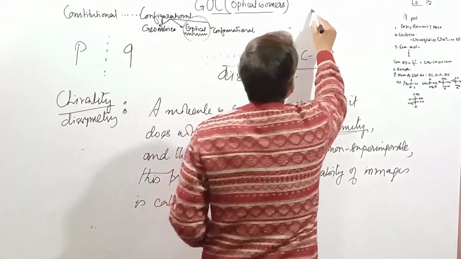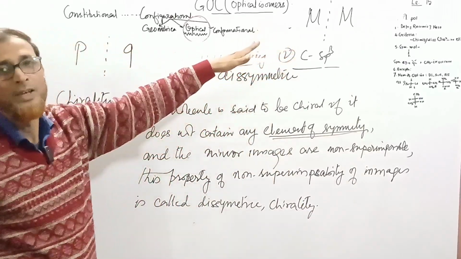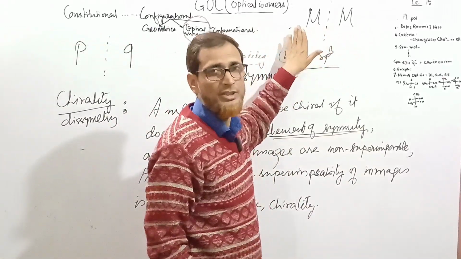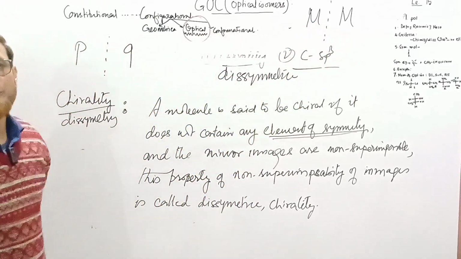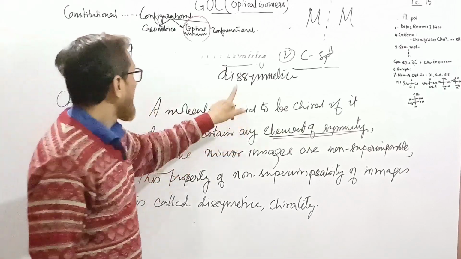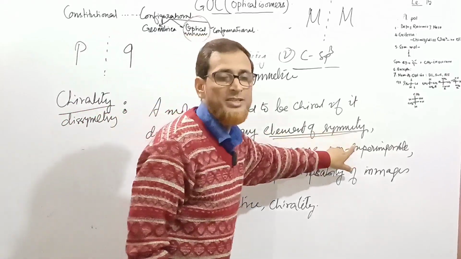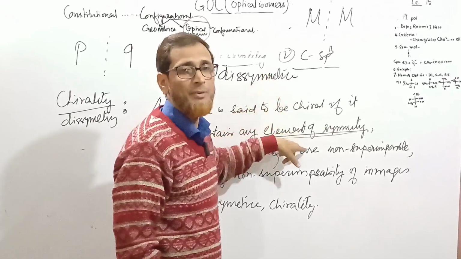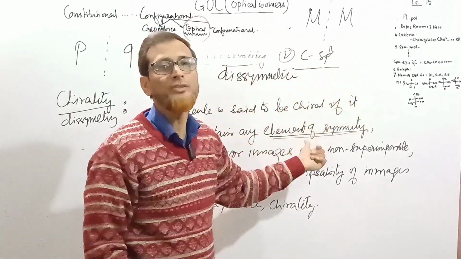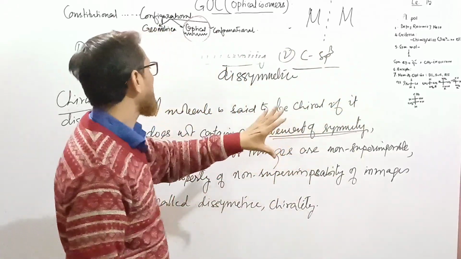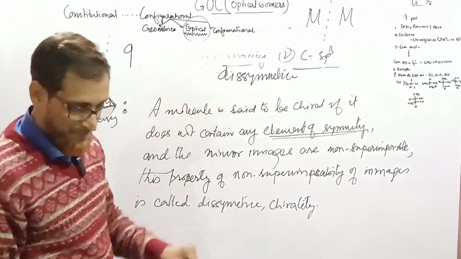Otherwise, if I draw M and place a mirror, the structure of M again will be M. So M will exactly fit upon this. This will be superimposable. And if it does not fit, then it is called non-superimposability. So the first point: a chiral compound must not have an element of symmetry, and if it has an object and image relation, then object and image are non-superimposable over each other. Such a criterion is called chirality or dissymmetry, and this compound is optically active.